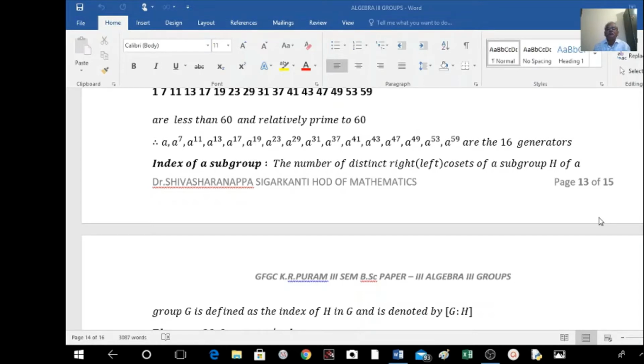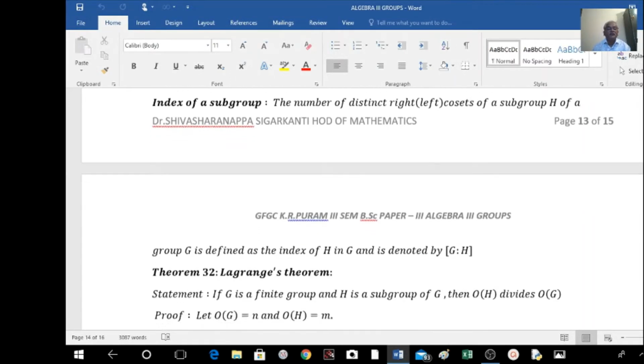So any element in general, say x belonging to G, belongs to one of the right cosets or one of the left cosets. That means the union of all the distinct right cosets or the union of all the distinct left cosets is nothing but our group G. And the number of elements in G is the sum of the elements in all the distinct right cosets or all the distinct left cosets.